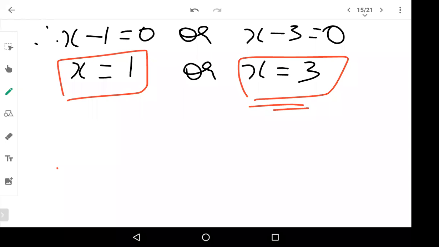So if you see, x has two values. x will have two solutions because the degree of the equation is 2. That is why it is called quadratic equations. Everybody understood? Great. Now we shall go to the next question.